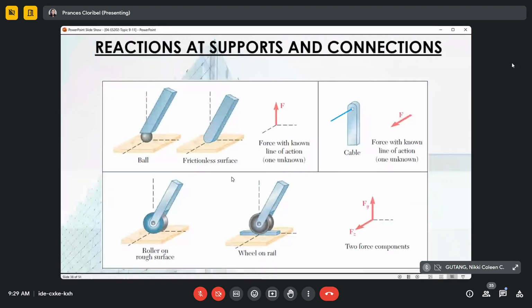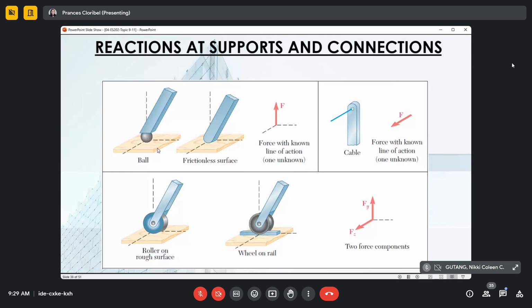Now, we have here another set of reactions at different types of supports and connections for 3D. There is a slight difference when you analyze 2 dimensions and 3 dimensions. Kaya nga naman, ang roller sa 2D, isa ra kabuok ang atoang reaction. But pag abot sa 3D, mahimo na siyang duha.